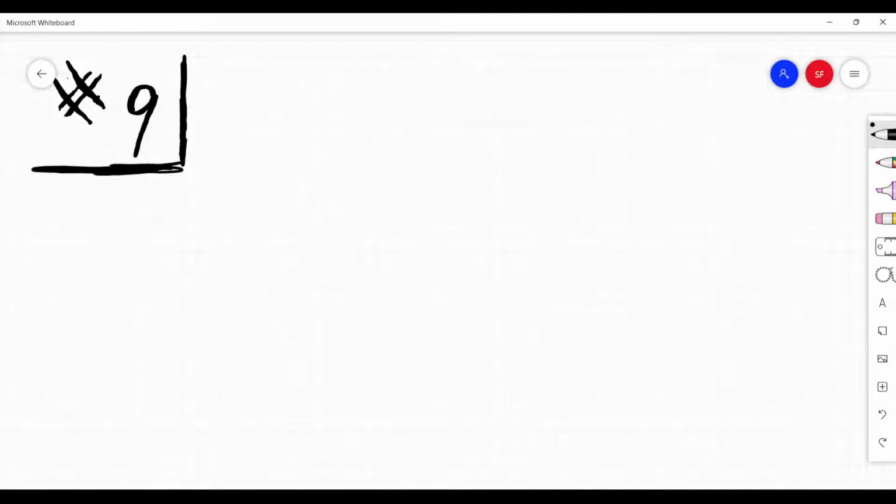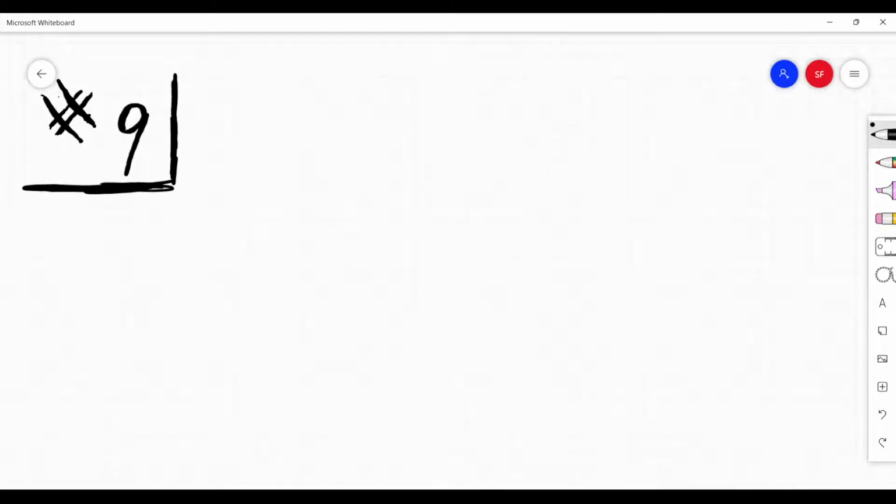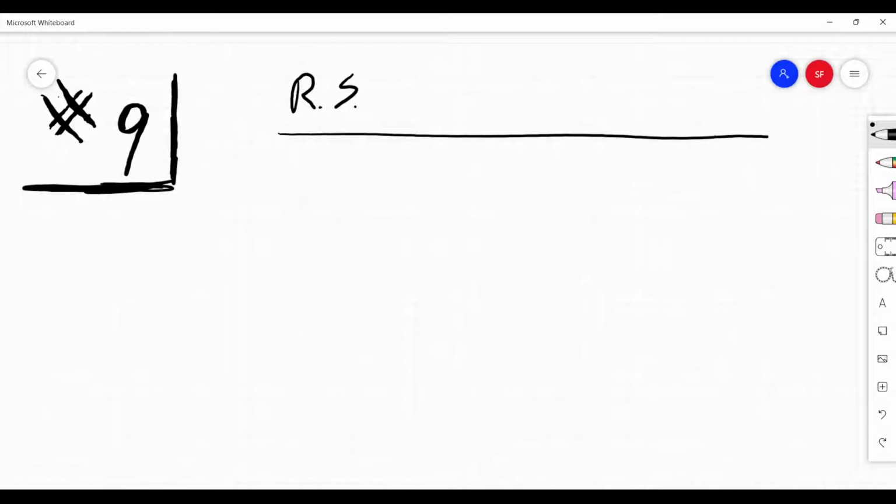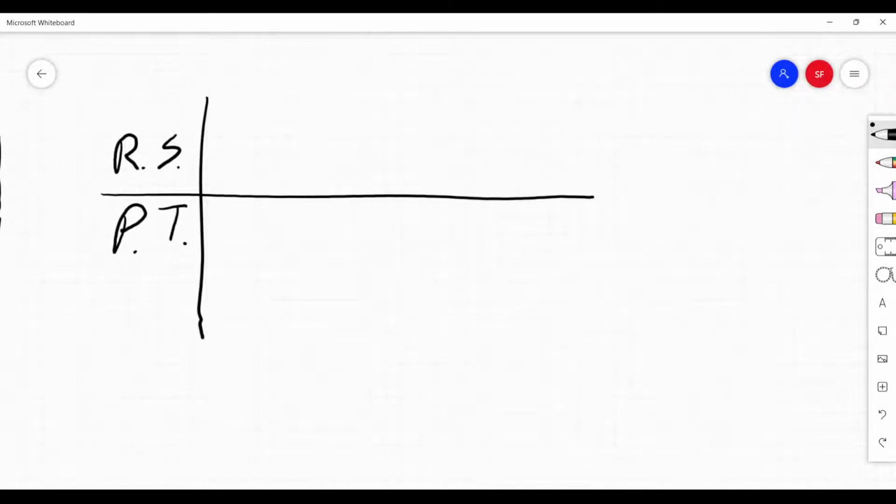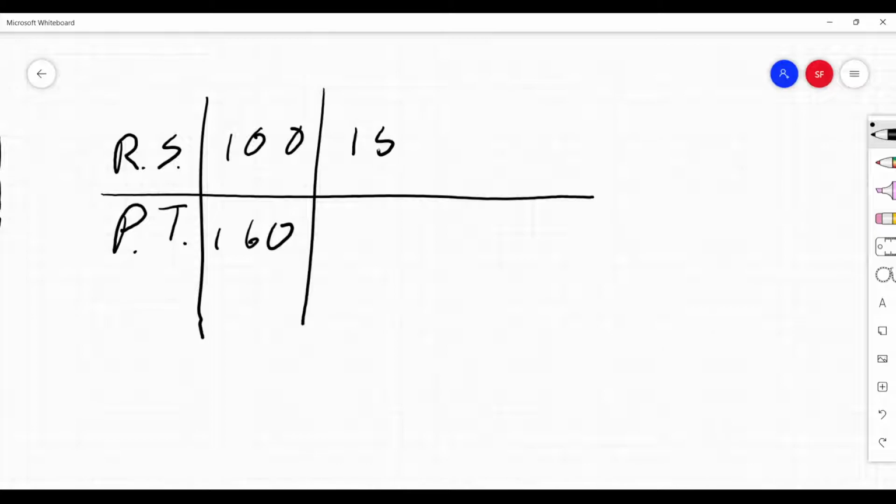Okay, so number 9 says the data in the table show the size of a room in square feet and the time it takes to paint the room in minutes. I'm going to quickly draw out the table. We have room size on top and painting time on the bottom. This is in your textbook on page 277, by the way.